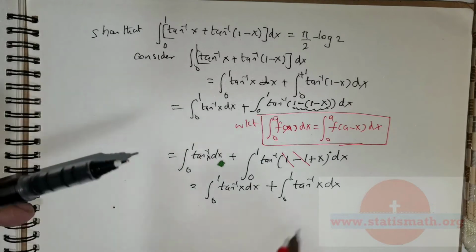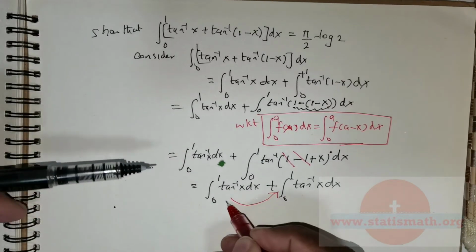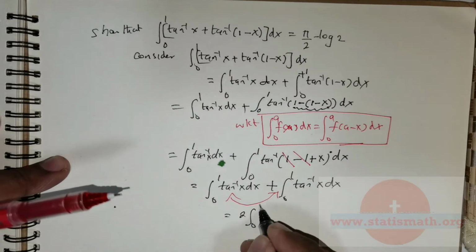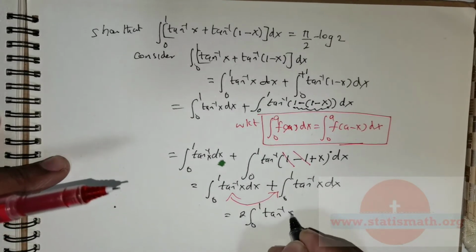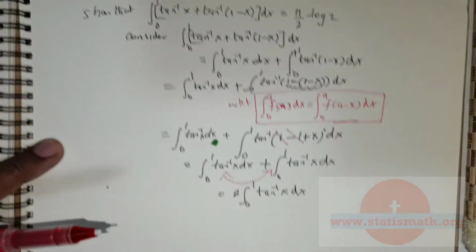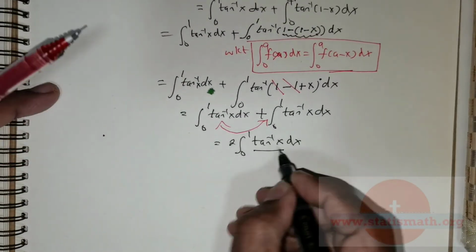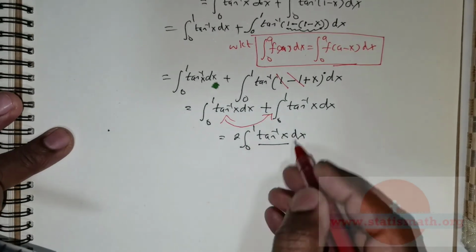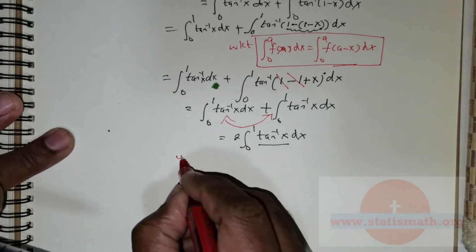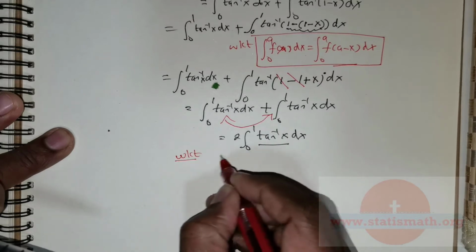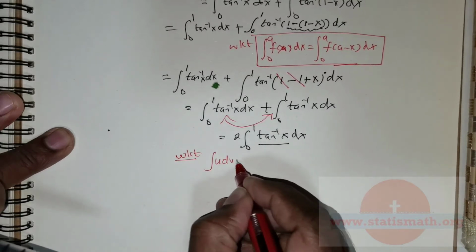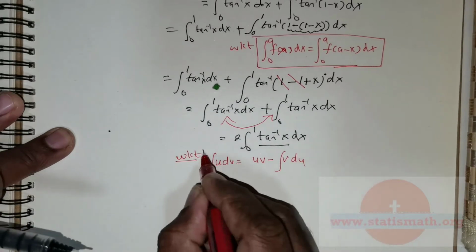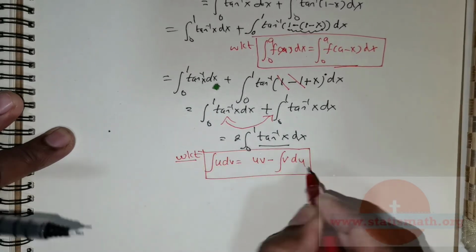Now we add these two terms together, and that gives us 2 times the integral from 0 to 1 of tan inverse of x dx. Now this is an inverse trigonometric function, right? To integrate this, we will have to use integration by parts. So what is that? We know that the integral of u dv is equal to uv minus the integral of v du. So this is the formula we know.